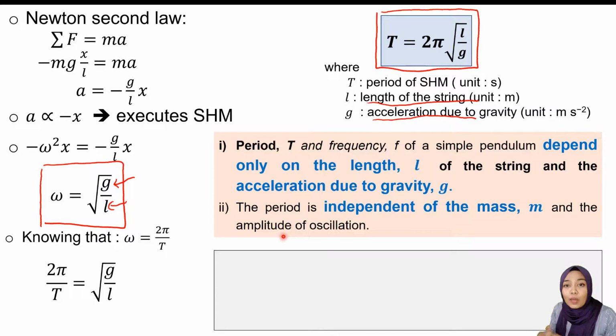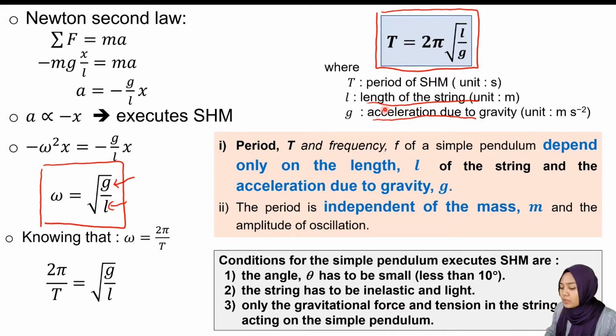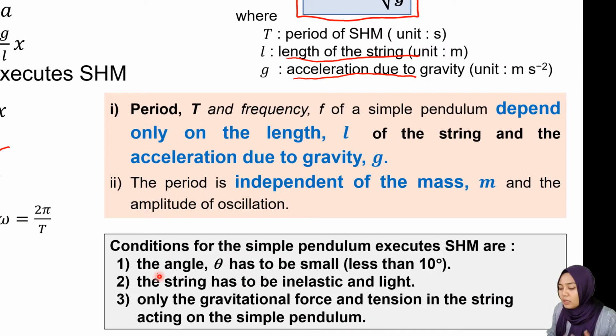But there are certain conditions that we have to meet before we can use this period equation. What are those? We have to make sure that the angle is small, which is less than 10 degrees, so that we can use this equation. And then the string has to be inelastic, meaning that it cannot bounce back just like a spring. We don't want that. And only the gravitational force and tension in the string act on the simple pendulum. This means that when you release it, make sure that you release it like that, and not push the pendulum so that it has an external force on the system.